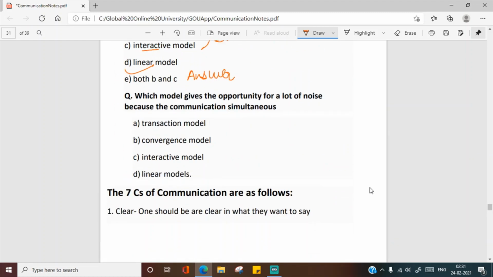Which model gives the opportunity for a lot of noise because the communication is simultaneous? Okay. Which model gives the opportunity for a lot of noise? Noise is present in the transactional model of communication because communication is simultaneous. When the communication is simultaneous and instant, instant feedback and simultaneous response are there in the transactional model of communication. So A is the right answer.